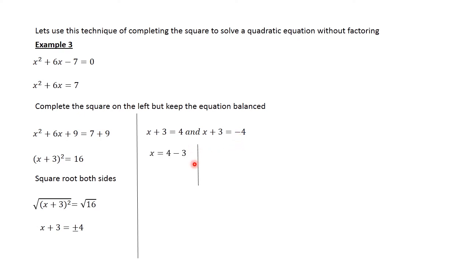Let's do one side at a time. x equals 4 minus 3. I just simply minus the 3 from the two sides of the equation, and I'm going to do the same thing on the other side. I'm going to minus 3 over here, so minus 4 minus 3. On this side, x is equal to 1. On this side, x is equal to minus 7. And those are your solutions: x equals 1 and minus 7.